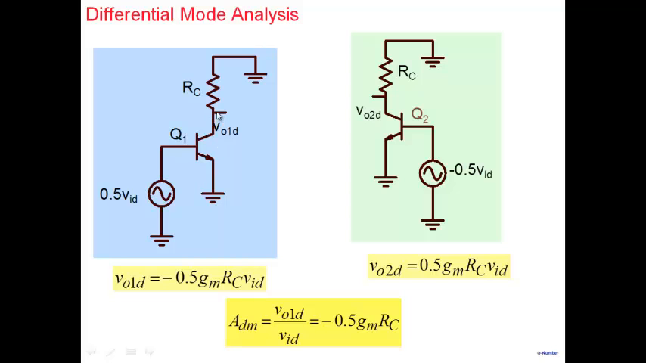Note, you can take the output here, or you could also take the output here. If you take the output here, then the gain has a minus sign. If you take the output here, then the gain doesn't have a minus sign. It's the same value. Magnitude is the same, 0.5 GMRC. The magnitude is positive. Okay, so you could take the output here, or you could take the output here as well. There's another possibility. You could take the output which is the difference between these two. Right? If you take the output which is the difference between these two, then this is minus 0.5 GMRC. This is 0.5 GMRC. If you take the difference, it will become simply GMRC.